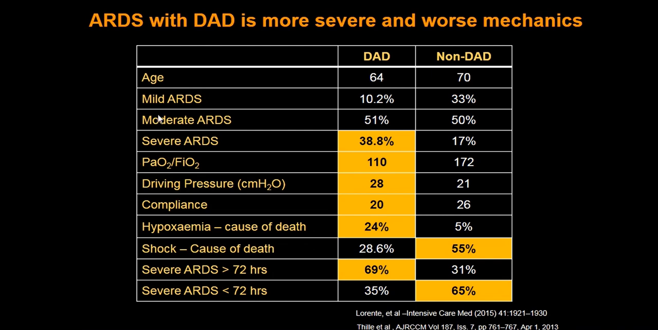So you can see there are a group of factors there, and you can see that patients who have DAD tend to have a greater severity. The PF ratio is much lower. The driving pressure, as we mentioned before, is much greater, 28. Compliance is low. They tend to be single organ failure and therefore die of hypoxemia as opposed to shock, which is more common in the non-DAD, and they tend to be late rather than early.